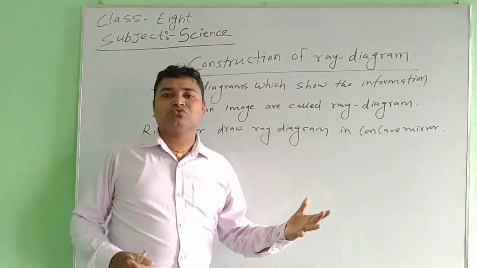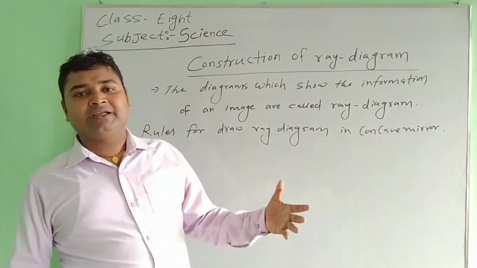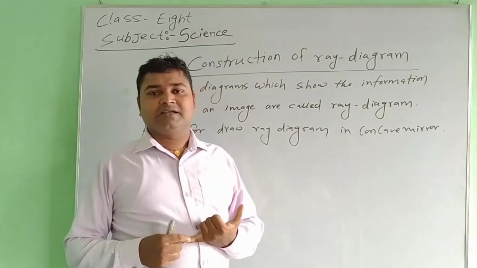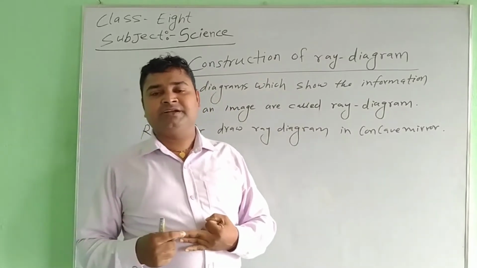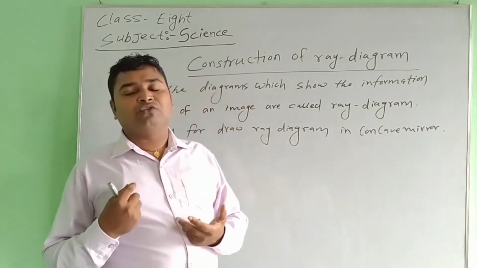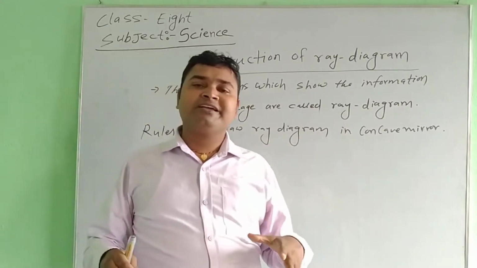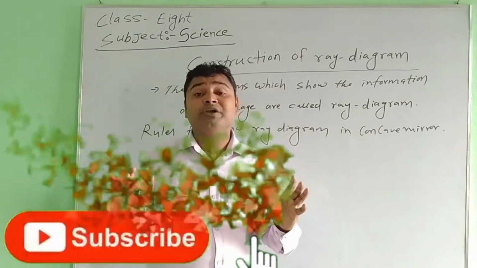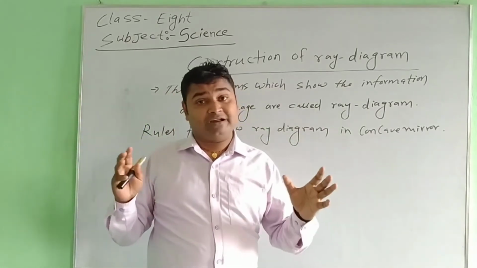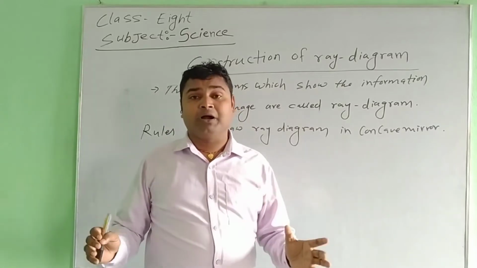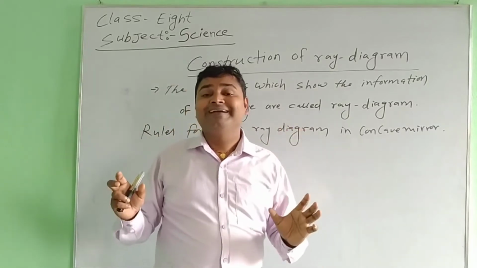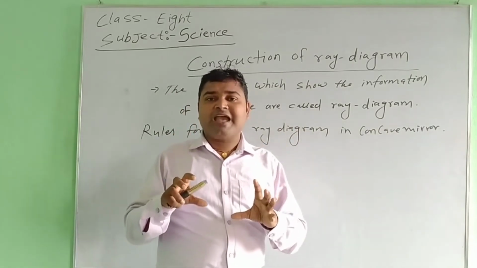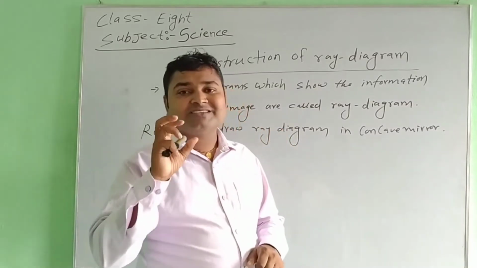In the previous class we studied the spherical mirror and some of its terms, such as principal axis, center of curvature, aperture, pole of mirror, focus, and focal length. We have already studied these in the previous class. Today we will study the rules for how we draw the ray diagram in concave and convex mirrors, and what rules should be remembered while constructing the diagram. So be careful and watch it properly.